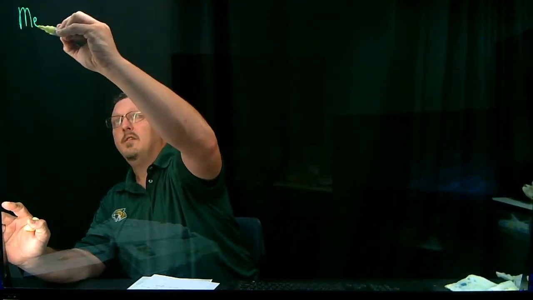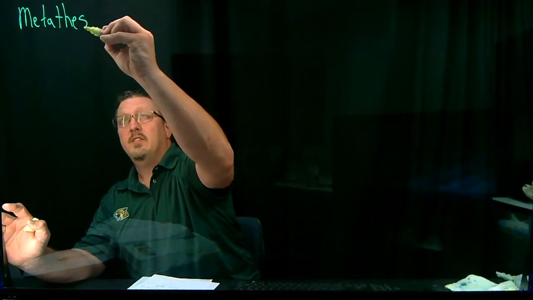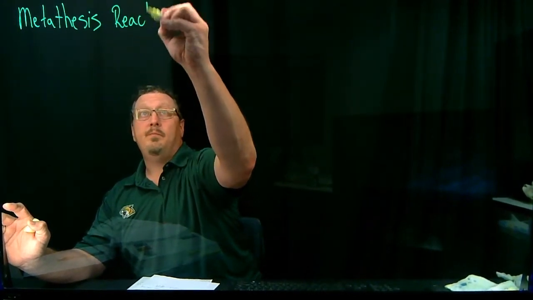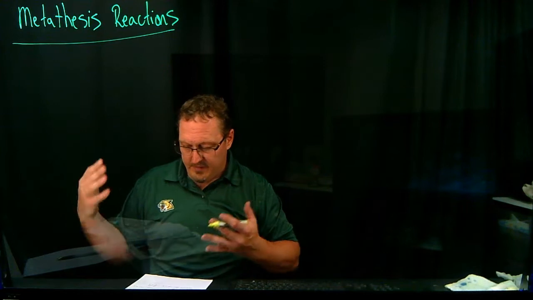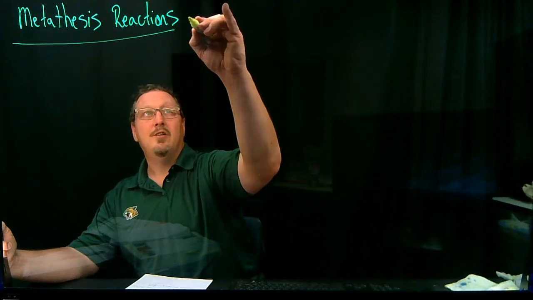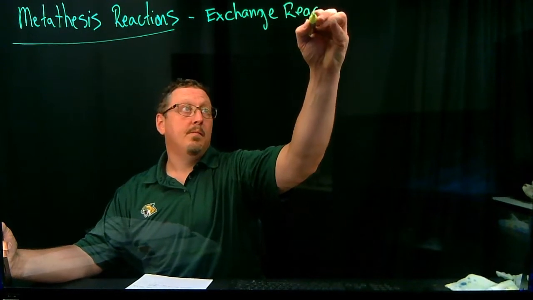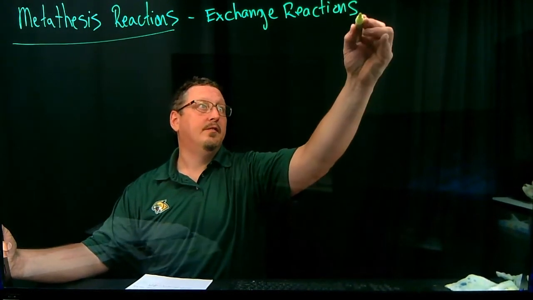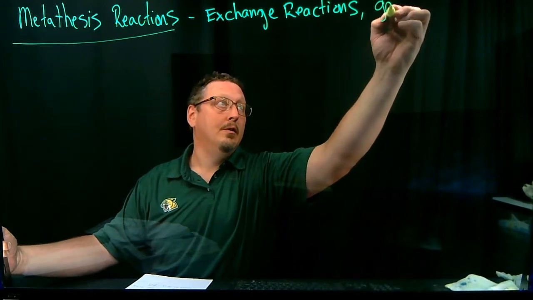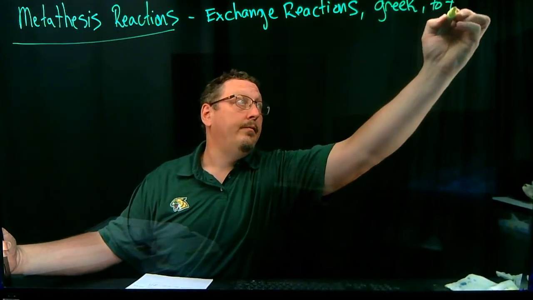So there we go. Now, we called them double replacement reactions. Universally, though, there's a different name for them, and they are known as metathesis reactions. Okay, and that comes from a Greek phrase meaning, what does it mean? To transpose. So they're called exchange reactions. It's Greek, meaning to transpose. At least that's where it came from.